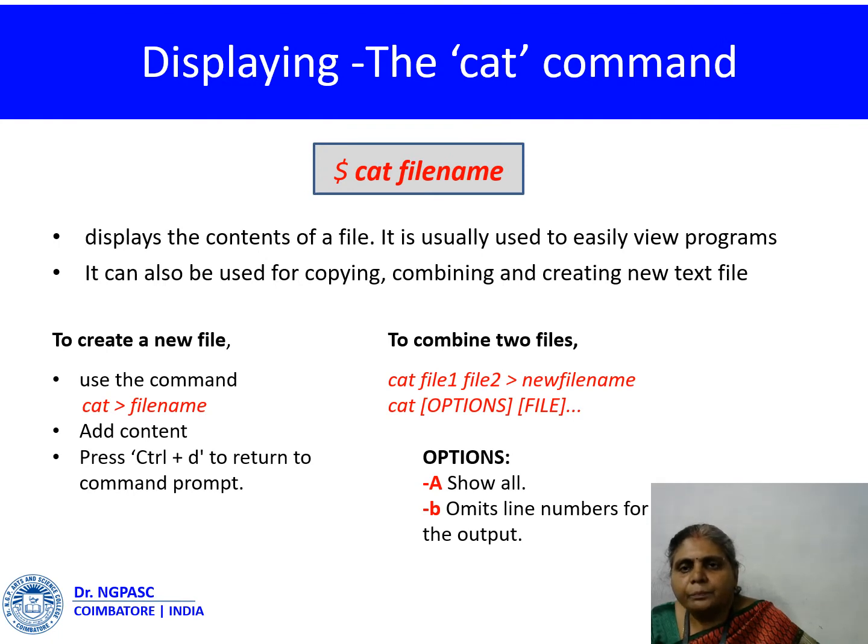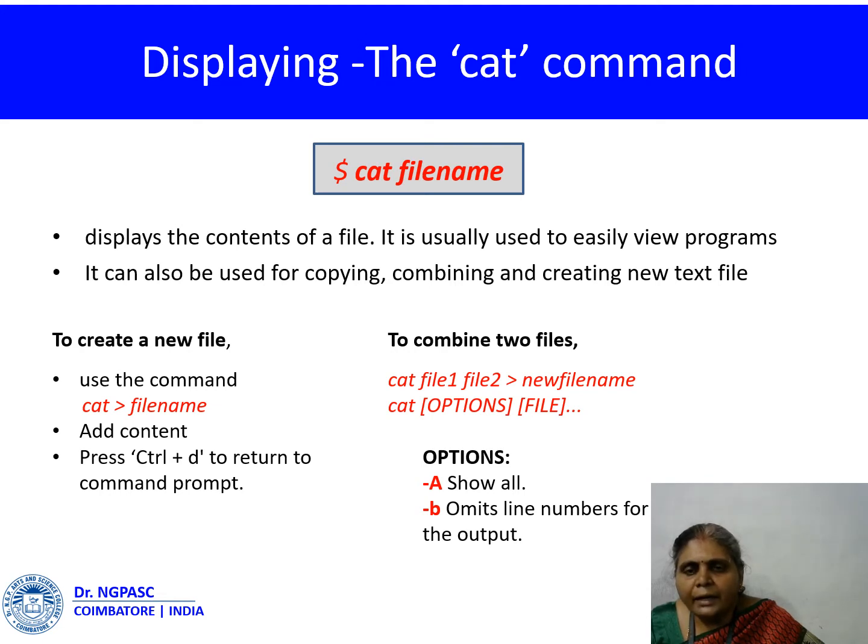Displaying the cat command. Actually, the cat command can be used for multiple purposes. One of the purposes is displaying the content of a file. So the syntax is cat file name. Apart from using the cat command for displaying the content of a file, we can make use of the same command to create a new file. During that time, we have to use cat greater than file name. So automatically, whatever file name is given by you after the greater than symbol, a new file will be created with that file name, and you can type the content of the file. You can end the typing by pressing Ctrl D.